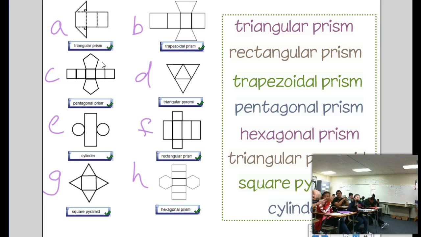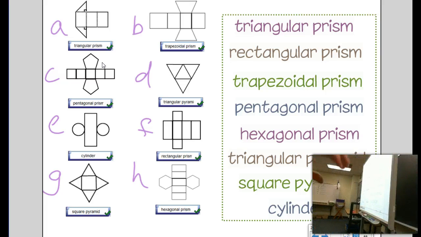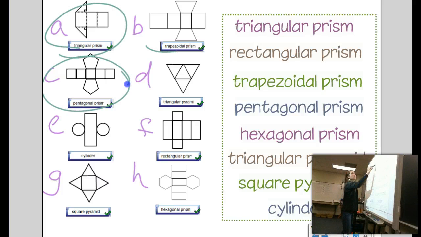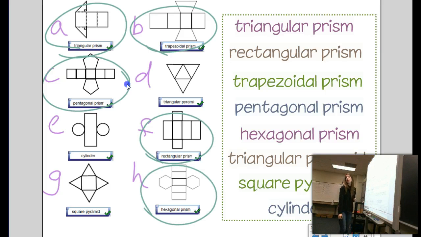Prism and a pyramid, real quick before we get started. All the ones that are prisms, how is the prism different from the pyramid ones? If it was a pyramid, the base would be surrounded by the same shape. One base.